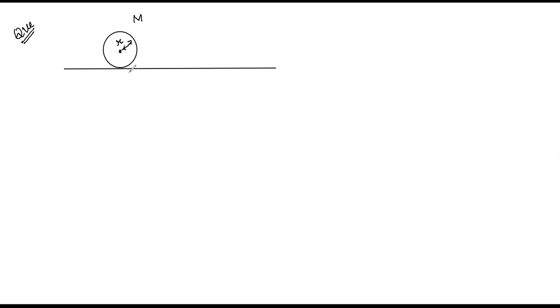A sphere of mass m and radius r is shown in the figure. It slips on a rough horizontal plane. At some instant, it has translational velocity v naught and rotational velocity about the center v naught upon 2r. Find the translational velocity after the sphere starts pure rolling. So the question is saying that the sphere is starting to slip.